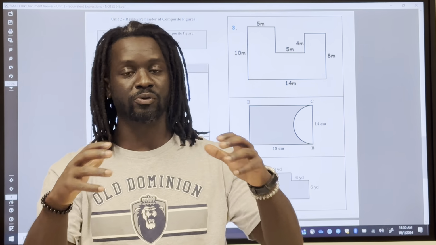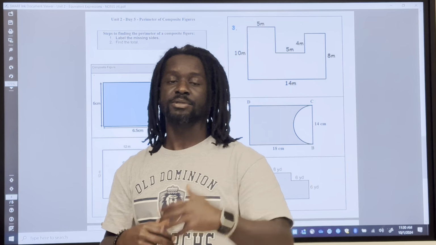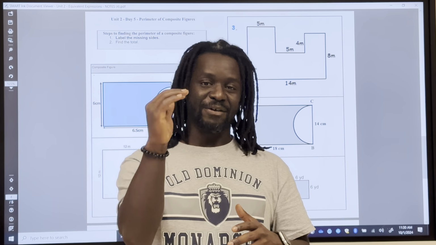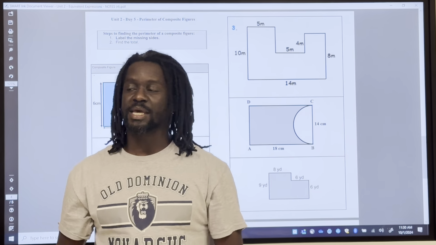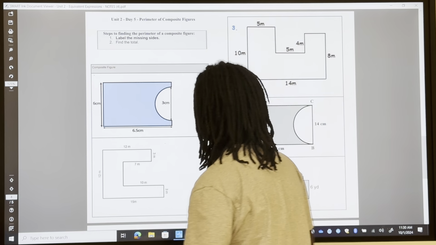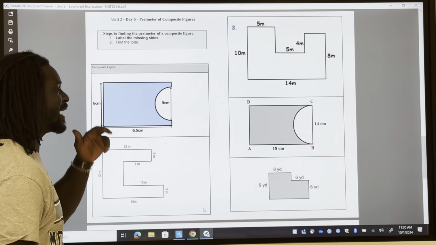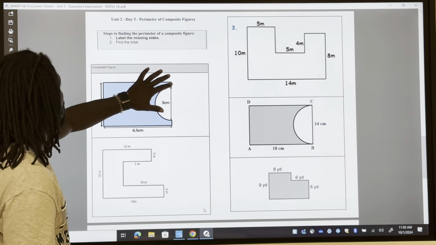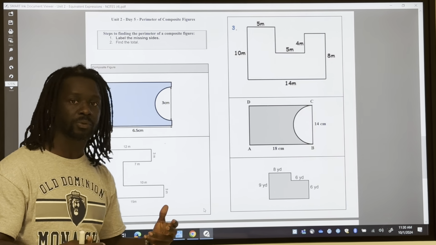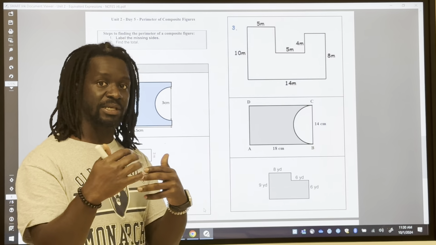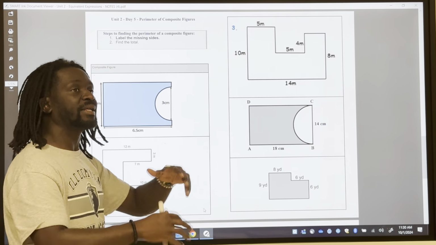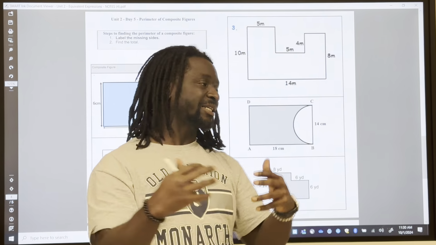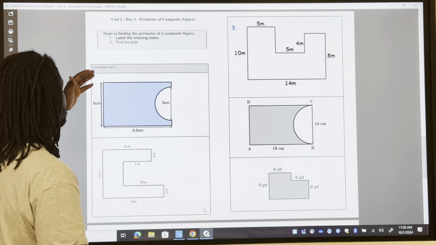All right, so perimeter, the outside. Okay, so you should know that, but if you don't, file it in. Remember that perimeter is the outside of a figure. Now to find the perimeter, all we have to do is label the sides that are missing, and then we need to find the total. Okay, so that's what we need to do to find the perimeter.